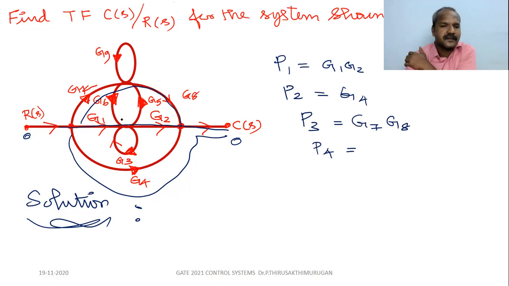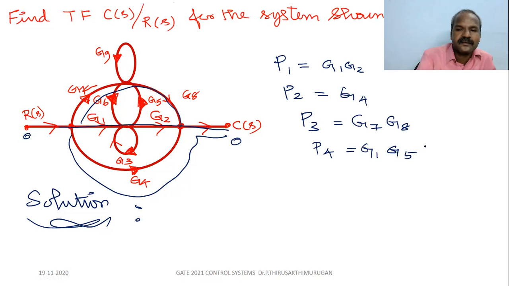What is the fourth forward path? G1, G5, G8. So this route is G1, G5, G8.